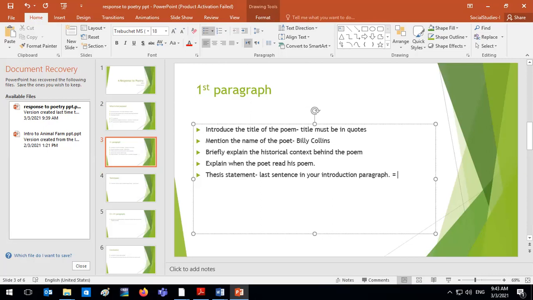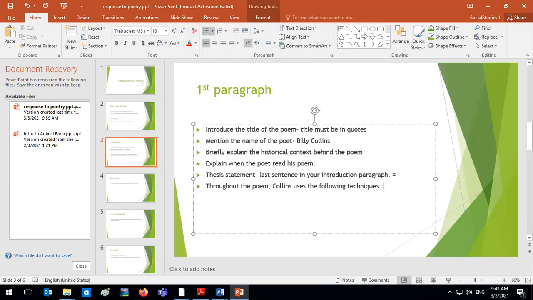Okay, in the body. So a thesis statement could sound like this. You can say, for example, throughout the poem, Collins uses the following techniques. And you can mention them.